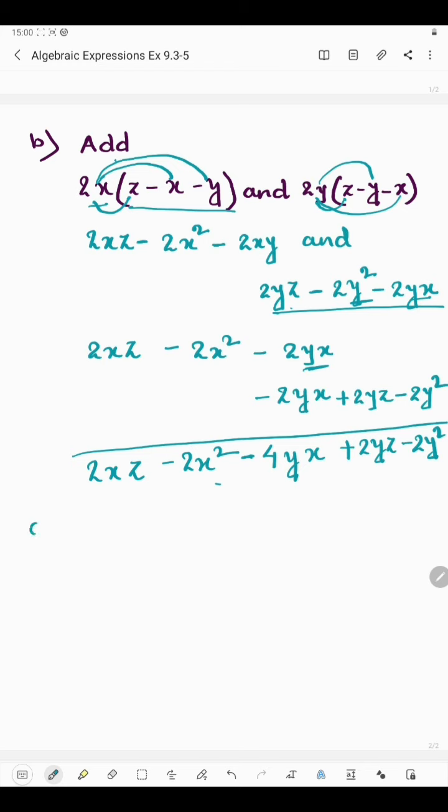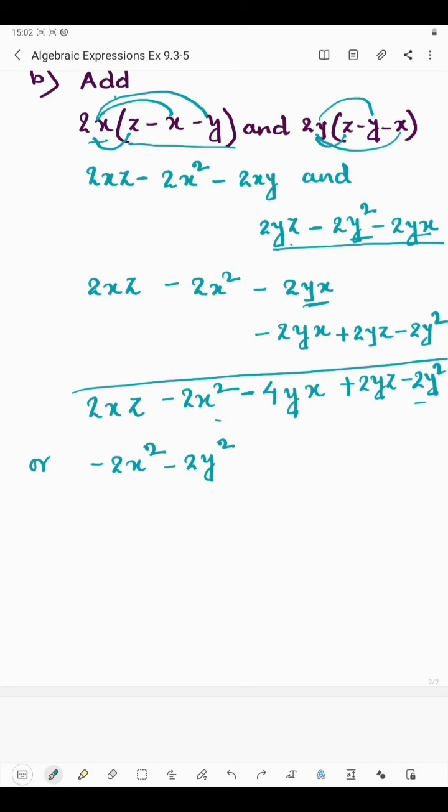Now if you want to arrange this, then we would write minus 2x square. So we'll arrange according to the power, okay? So minus 2x square, then we'll write minus 2y square. Then we will write the xy term. So it's minus 4yx, xy, then yz. Okay, this term we will write. And then we'll write zx, okay, so it's 2xz.